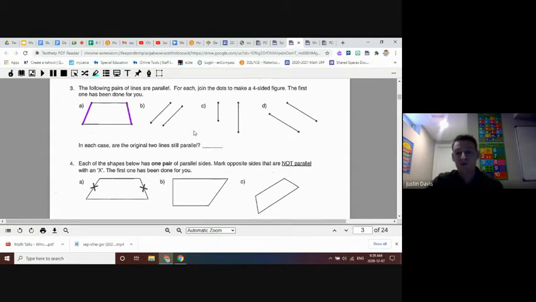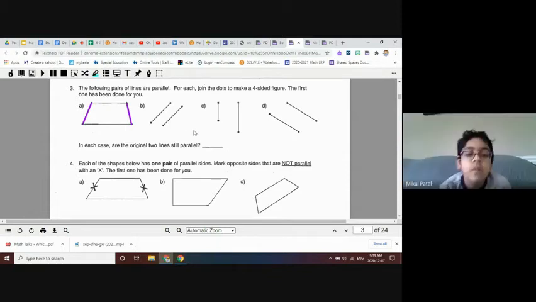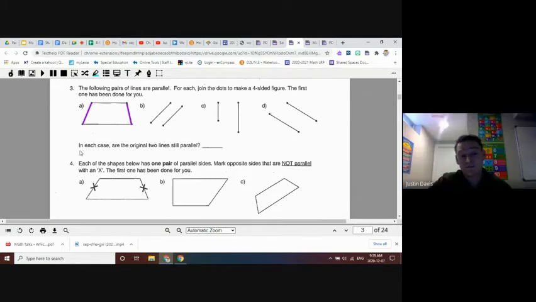I recommend using a ruler or a straight edge. Mr. D, is it kind of like we use a ruler to make shapes, like connect the dots to make the shapes? Yeah, it's just like that. It says in each case, are the original two lines still parallel? So yes or no, does connecting these dots to make shapes change anything, or are the lines still parallel? And you have to say yes or no.